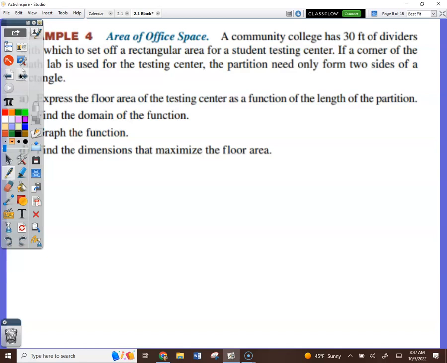All right, we have area of office space. A community college has 30 feet of dividers with which to set off a rectangular area for a student testing center. If a corner of the math lab is used for testing, the partition need only form two sides of a rectangle. Express the floor area of the testing center as a function of the length. Find the domain, graph the function, find the dimensions to maximize it. There's a lot going on here.